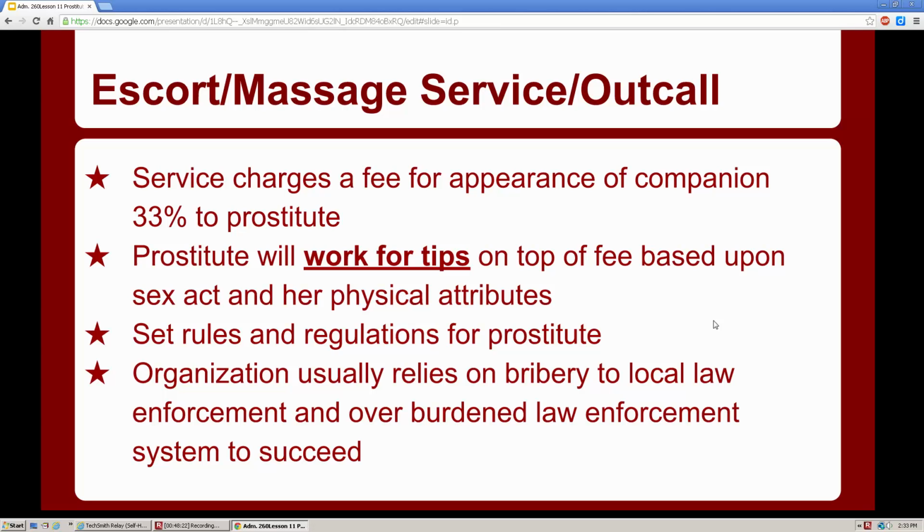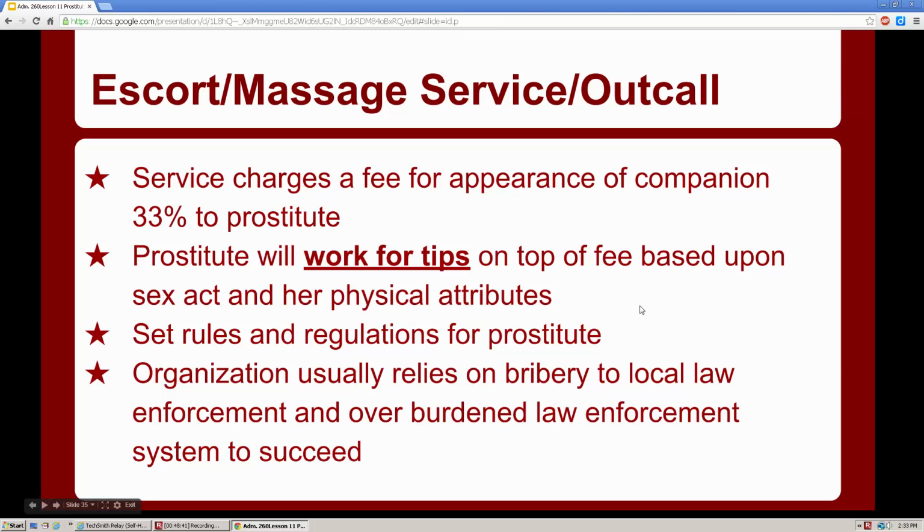So you could pay, say, $100 for an appearance fee, and then after that, depending on what your sexual proclivity is, you can pay another $300 more on top of that, $400, to get what you really want.